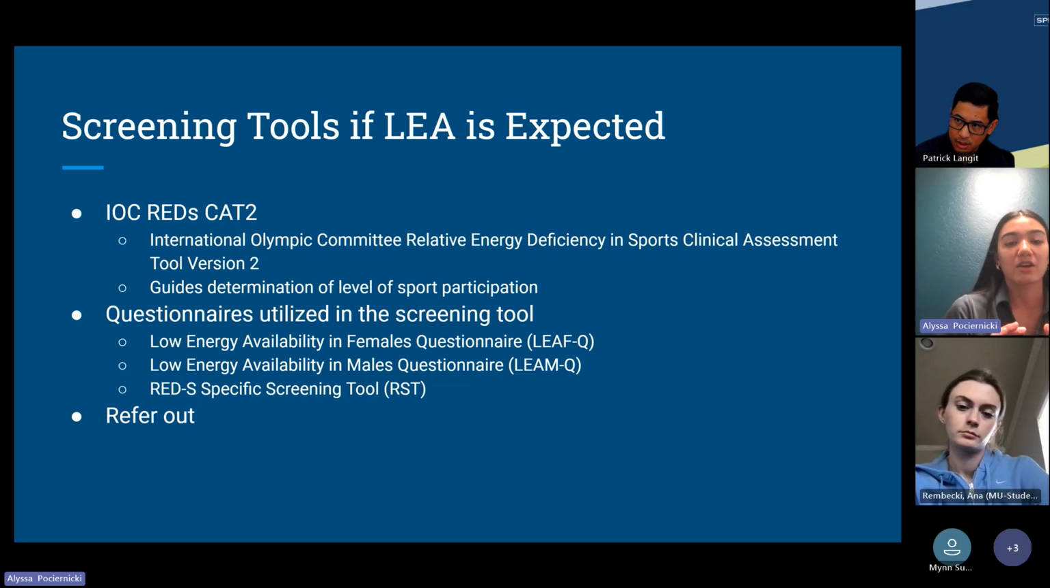Within the assessment, there are some questionnaires to be utilized within the screening tool. The top 3 that I saw are the low energy availability in females questionnaire, the male questionnaire, and then the RED-S specific screening tool. There are a couple others on there, but those were the top 3 that I saw used within the assessment. So once you take them through the assessment and all the questionnaires, you can refer them out to their primary care provider or to whoever you think is best, who would utilize this information to get them the care that they need.